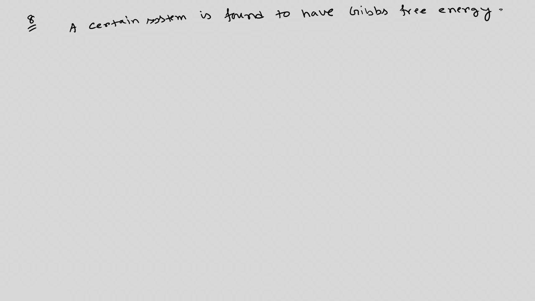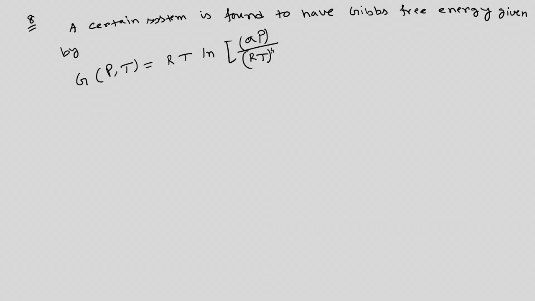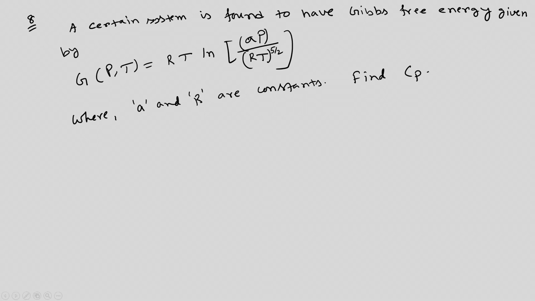A certain system is found to have Gibbs free energy given by, where A and R are constants. We need to find the value of Cp.